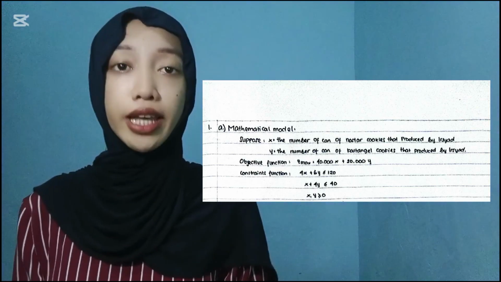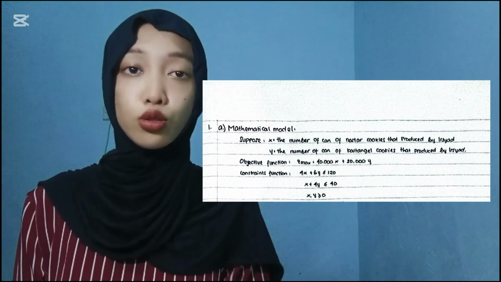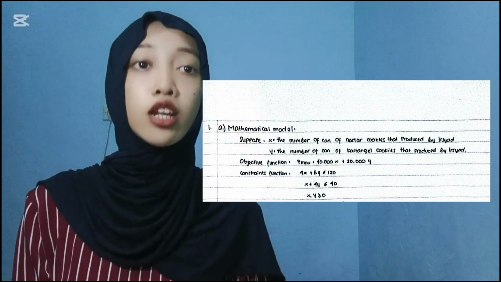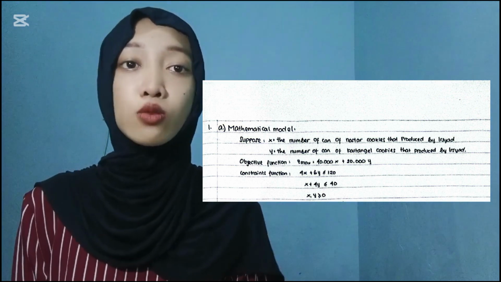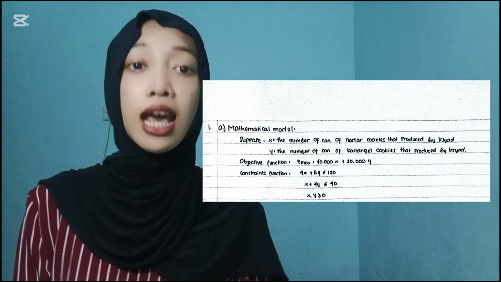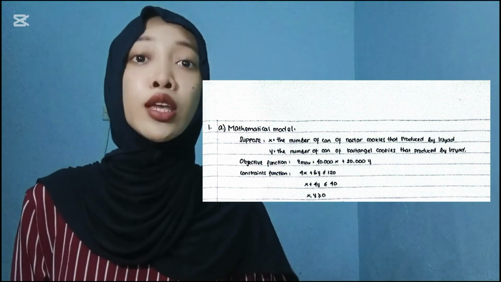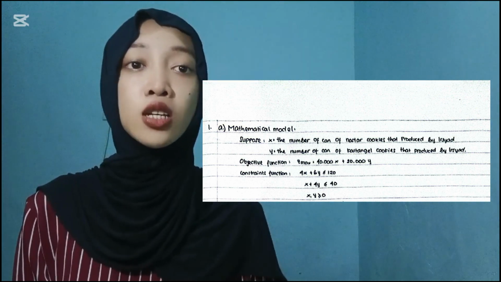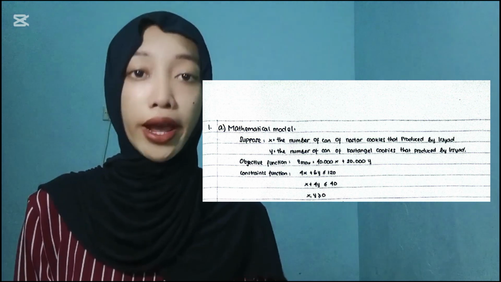Okay, for point A, mathematical model. First step, we should suppose X is equal to the number of cans of nastar cookies produced by Irshad, and Y is equal to the number of cans of kastangel cookies produced by Irshad. My mistake in this number is the supposition. With objective function, Zmax is equal to 40,000x plus 20,000y.